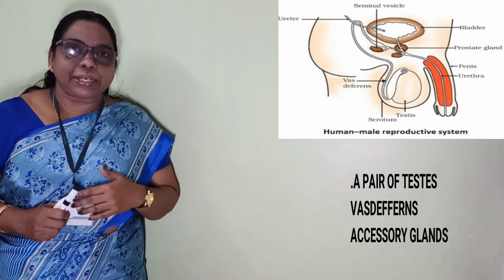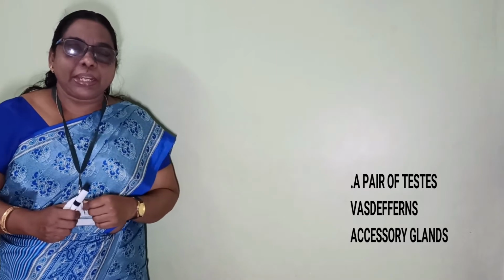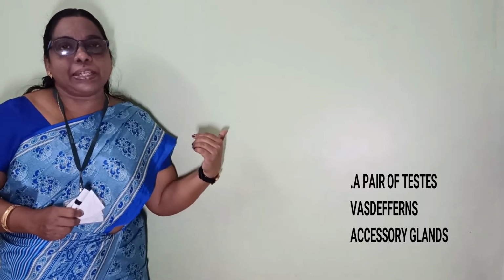The first part is a pair of testes, the second is the ducts, and the third is the accessory glands. Coming to the first part, a pair of testes. Where are the testes located? Testes are located below the abdomen, in the scrotal sac.